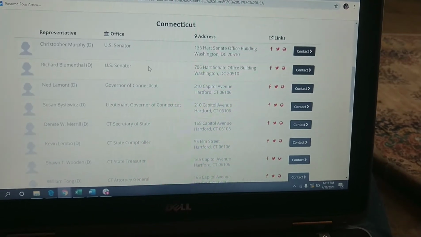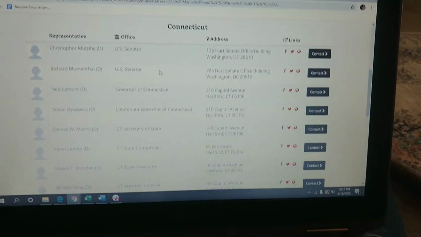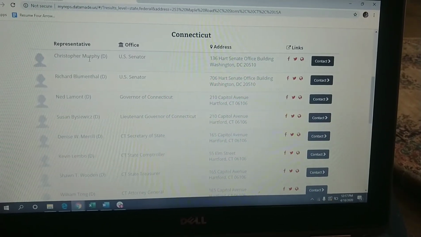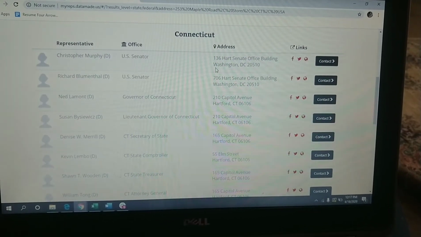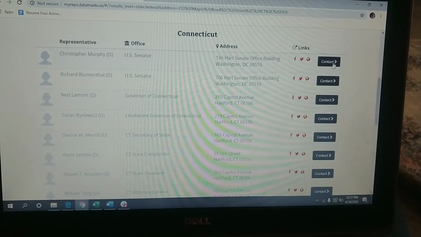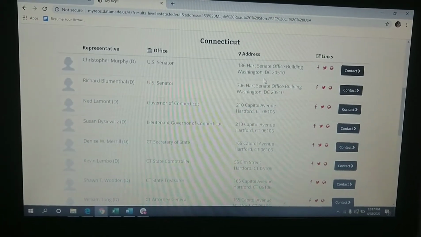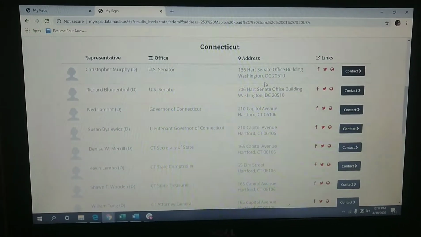Okay, so the first people who are going to come up when you do this are your U.S. senators. And so for the entire United States, there are 100 senators. There are 2 for each state. And so for Connecticut, the senators are Christopher Murphy and Richard Blumenthal. And if I want to contact them about some issue, I can do so right here. And it would be really important to contact my senators if there's a federal bill that I really want passed or really don't want passed.